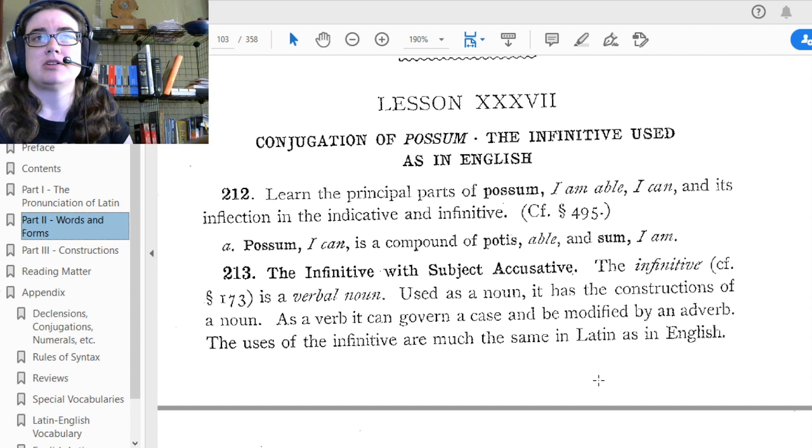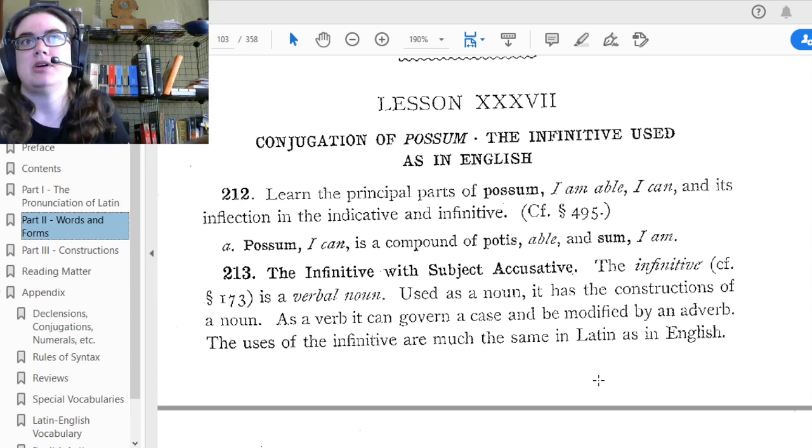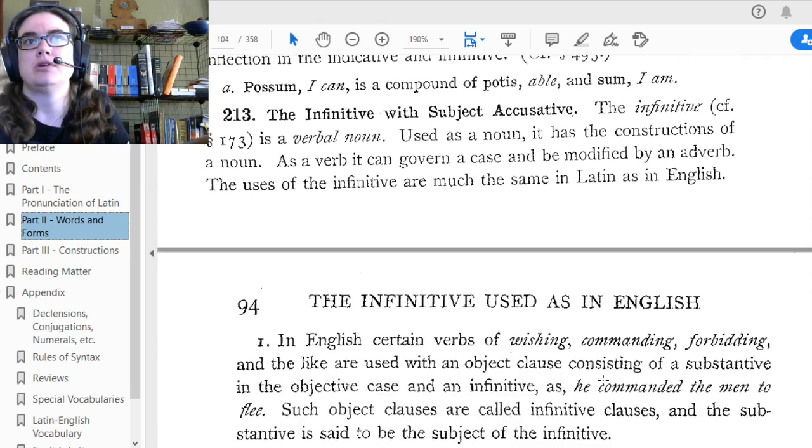We're also going to learn right here the infinitive with subject accusative. What does that mean? All right, the infinitive is a verbal noun. So it's got the verbal root, it's got the verbal sense, but it's used like a noun. It completes the sense of another verb. It's the object of another verb sometimes. Used as a noun, it has the constructions of a noun. As a verb, it can govern a case and be modified by an adverb. The uses of the infinitive are much the same in Latin as in English. That's not true.